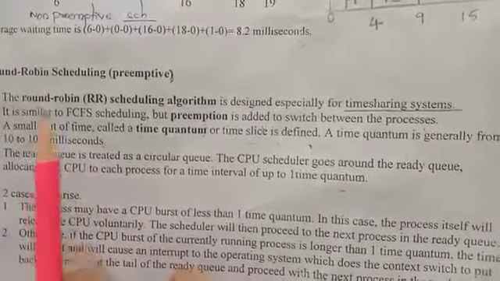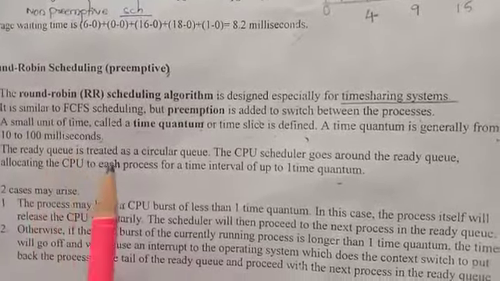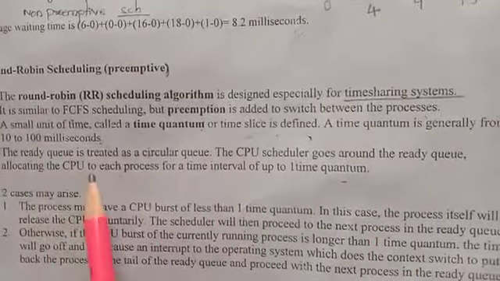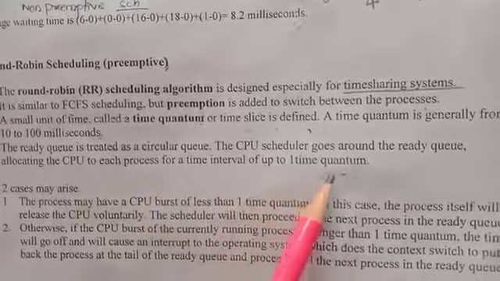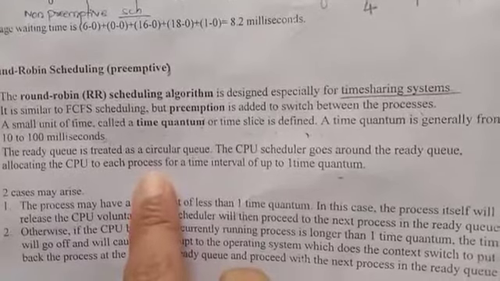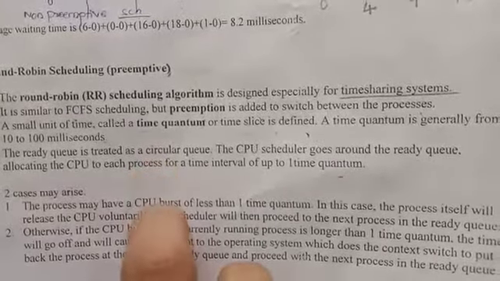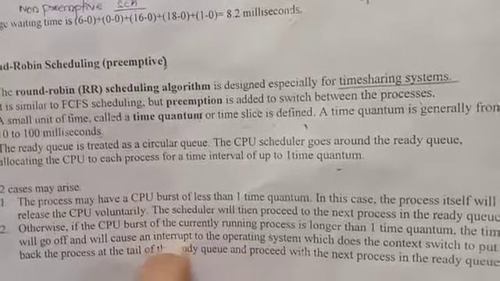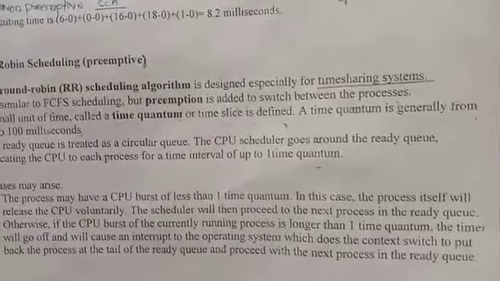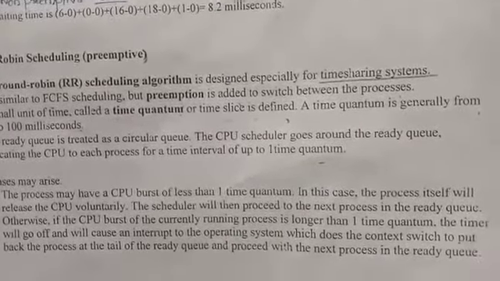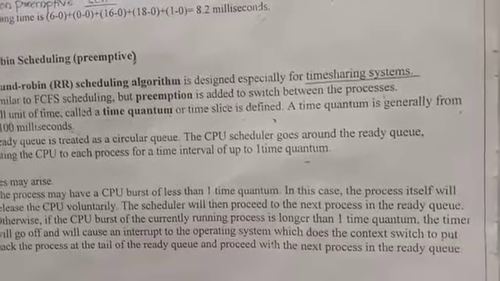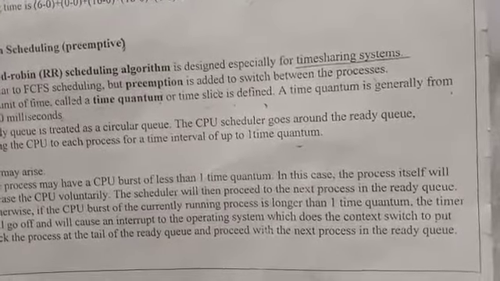Under the RR scheduling algorithm, the ready queue is treated as a circular queue, and the CPU scheduler goes around the ready queue, allocating the CPU to each process for a time interval of up to one time quantum. Suppose there are n processes in the ready queue, all waiting for the CPU. In the first round, all the processes get the CPU for only one time quantum, or one time slice. If any process could not finish its job in the first round, it is preempted and put back at the tail of the ready queue, so that it could use the CPU in the next round.